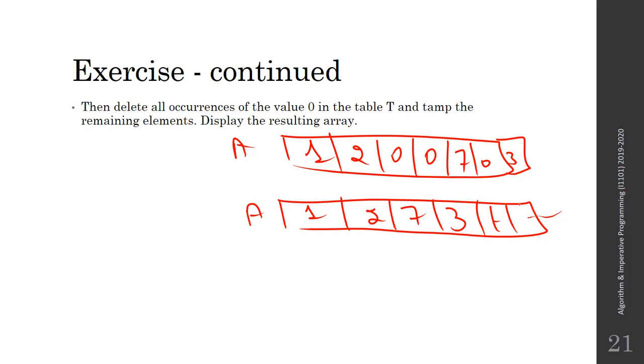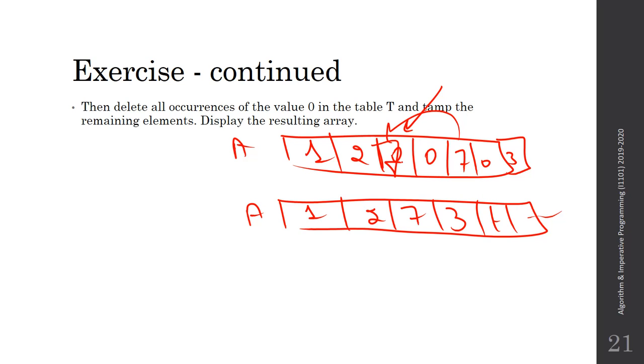In the first cell, I should keep 1 because 1 is different than 0. 2 is different than 0. However, here 0 is equal to 0, so I need to place another value. What should I do? I need to find a value which is different than 0. Forcibly, the first number which is different than 0 is 7. So I need to place 7 in place of 0.